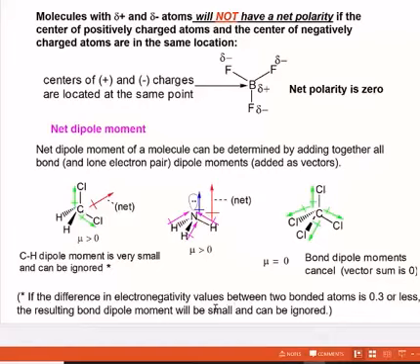If there's a small difference between electronegativities, small enough, we can ignore that polarity. Since carbon and hydrogen, their difference is 0.3, they fall within that standard. So we don't have to sketch in the bond dipole moments for C and H. We just ignore it, and that simplifies the analysis greatly. So the next thing is to get the net dipole moment for the molecule. In this case, it's the resultant of the two carbon-chlorine dipole moments. It's the net effect of the two C-Cl dipole moments.